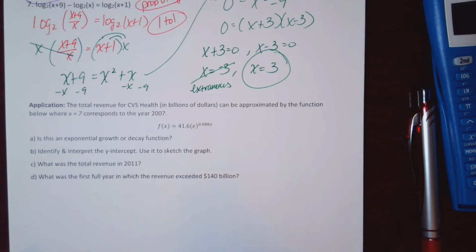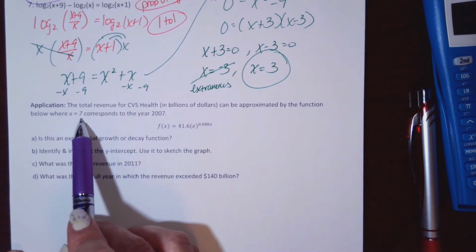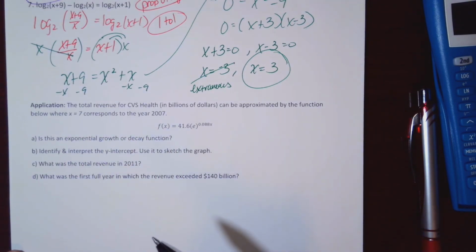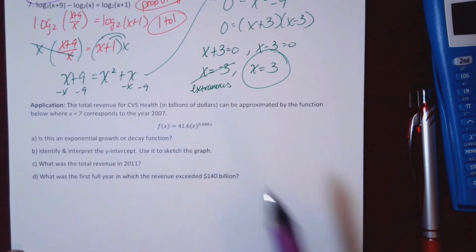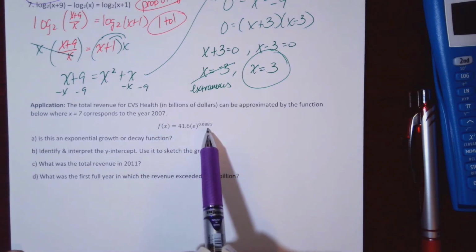The total revenue for CVS Health in billions of dollars can be approximated by this function, where x equals 7 corresponds to the year 2007. So x equals 0 would be 2000. I see that my variable is in the exponent, so this is an exponential function.